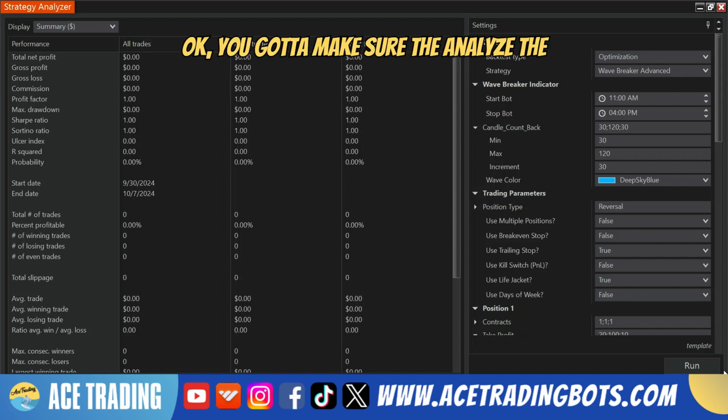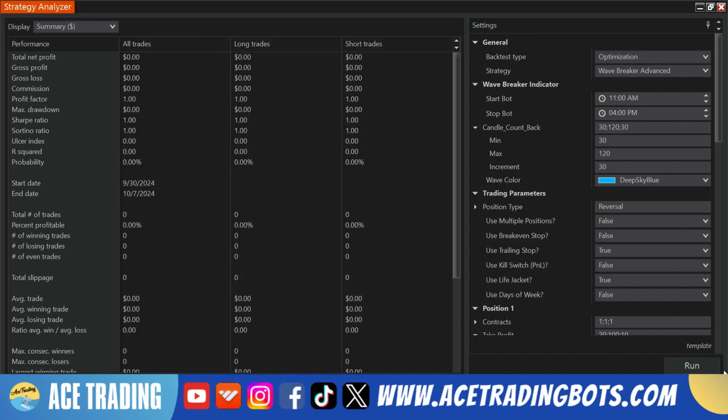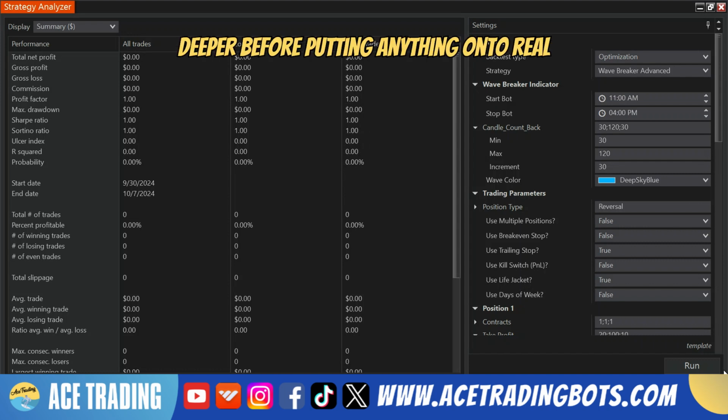Okay, you've got to make sure that you analyze the trades and then use playback, use forward testing to optimize it further. Okay, dig deeper. You always want to dig deeper before putting anything onto real money. But let's just talk about what we do to start with. So we're going to optimize Wave Breaker. I've loaded them up already. I'm going to talk a bit about that 11 a.m. trade that I like to do.